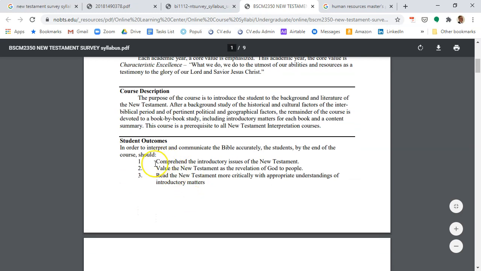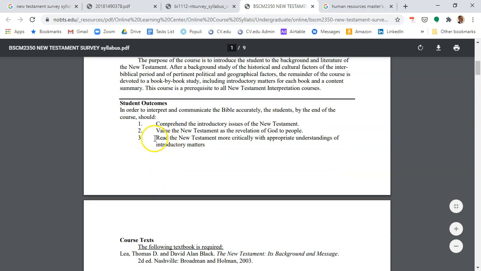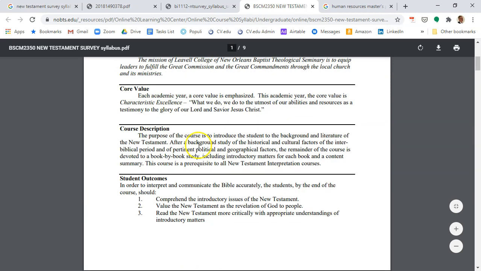So this is another one, and if it's well written, usually it's going to say something like, by the end of this course, the student should be able to. This is not well written. It's hard to identify. How do you know that someone comprehends? This is also a more complicated wording, because value the New Testament. The learning I showed you was what's called cognitive learning. This is actually what's called affective learning. So that one's going to be a lot more complicated to use. And then read the New Testament more critically. My assessment is these are not well-written outcomes.